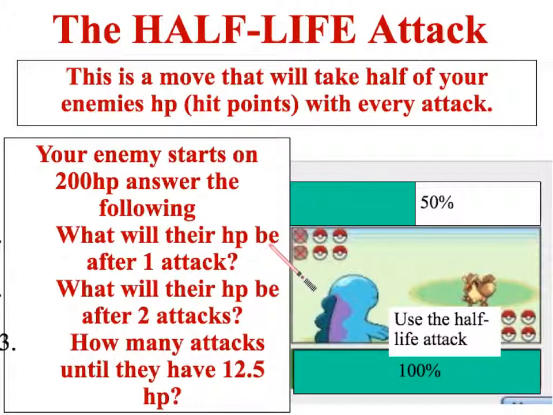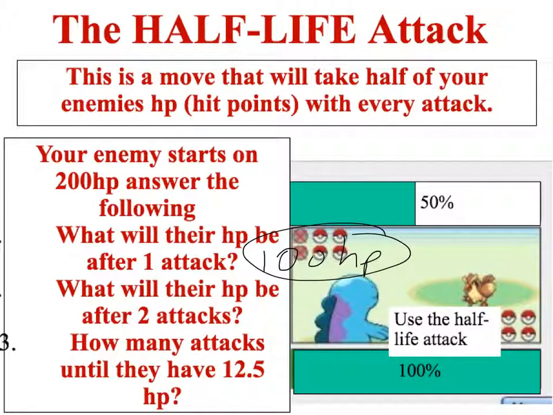If your enemy starts on 200 hit points, answer the following questions. What will their hit points be after one attack? What will it be after 2 attacks? And how many attacks will it take until they get to 12.5? So, if they start on 200 hit points and it halves it, after one attack, they'll be down to 100 HP, or hit points, which is there, 100.